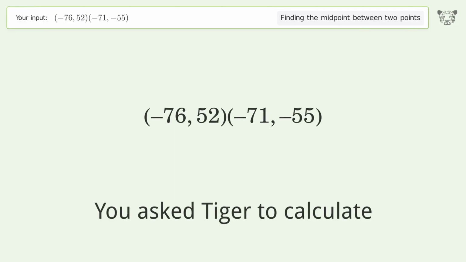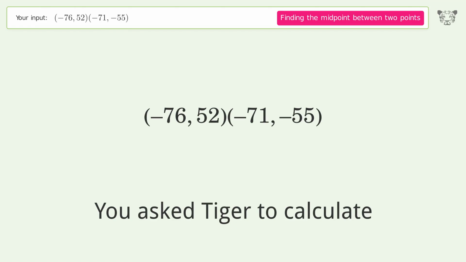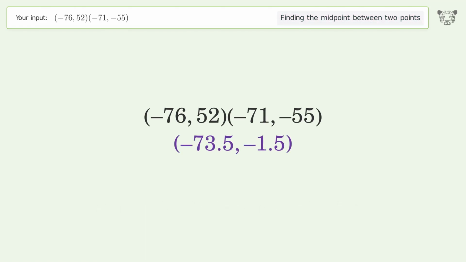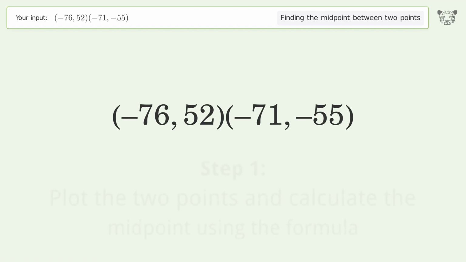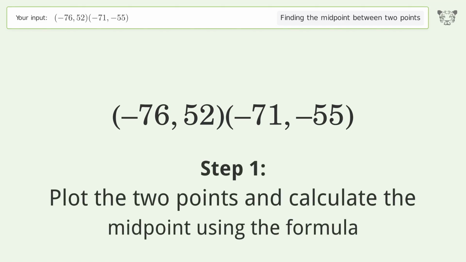You ask Tiger to calculate. This deals with finding the midpoint between 2 points. The midpoint between the 2 points is negative 73.5, negative 1.5. Let's solve it step by step. Plot the 2 points and calculate the midpoint using the formula.